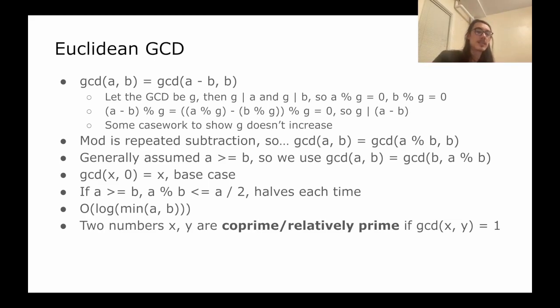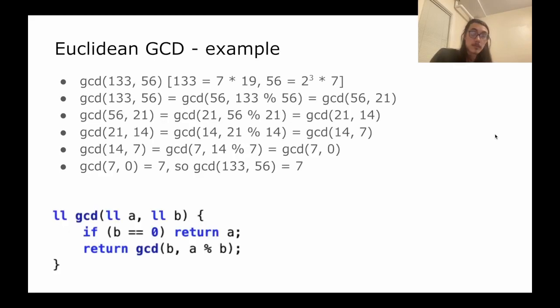A definition is that two numbers are coprime if their GCD is 1. Or it's also called relatively prime. I think they mean the same thing. Coprimality will come up later as well.